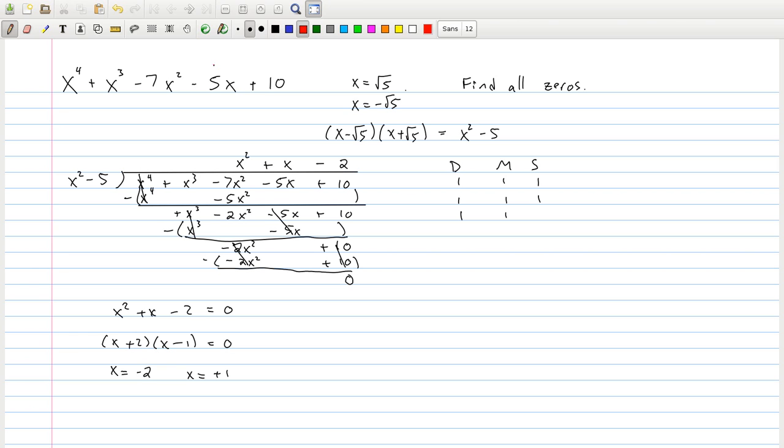This was a degree 4 polynomial, and we found 4 answers. X equals radical 5, x equals negative radical 5, x equals negative 2, and x equals positive 1. We have 4 zeros for a degree 4 polynomial, and so we know we found all the zeros.